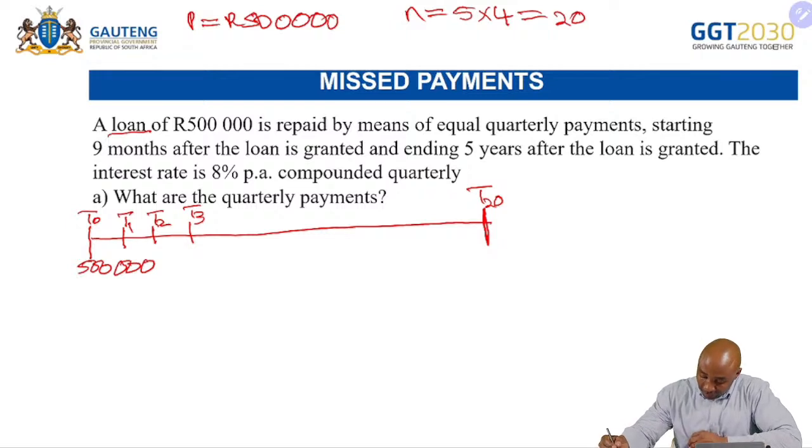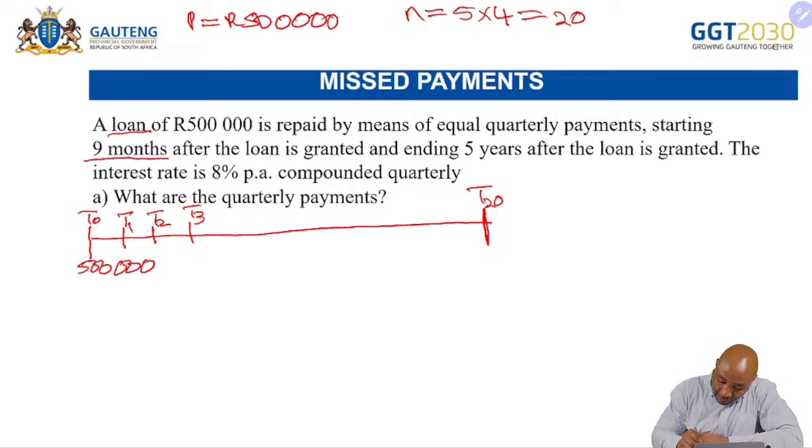Now, let's try and look at this. Starting 9 months. So the first 3 months represents T1. The next 3 months means we are at 6 months, that represents T2, and the 9 months will represent T3. That is when our payments are going to start, after 9 months.